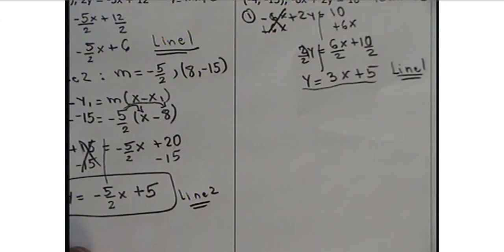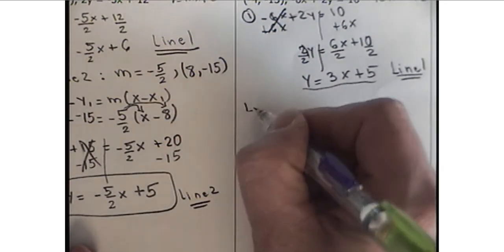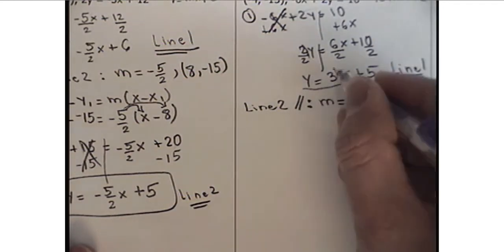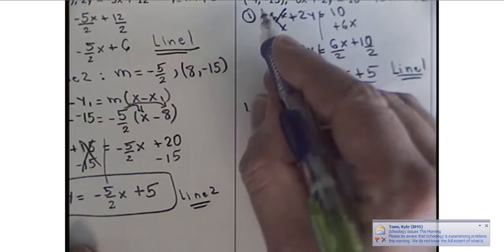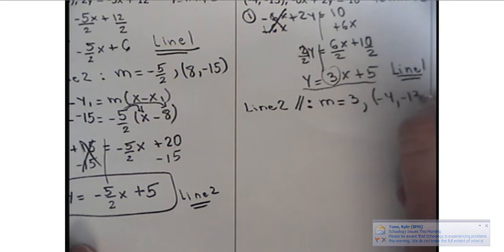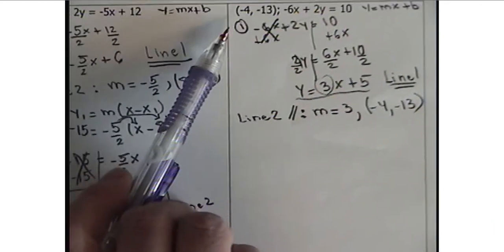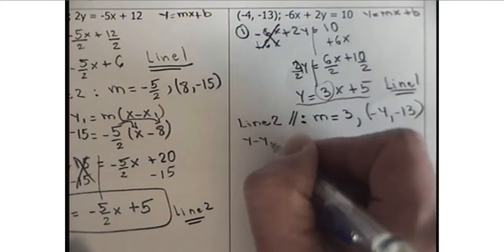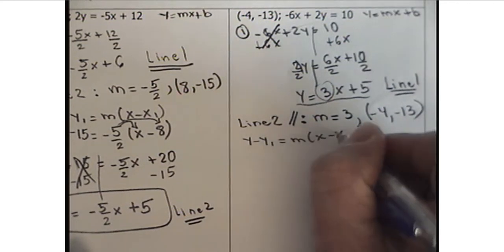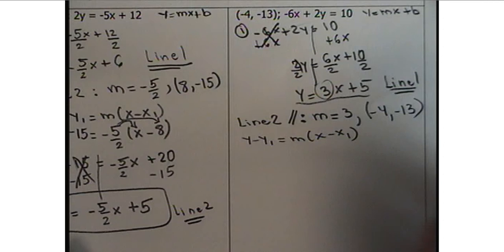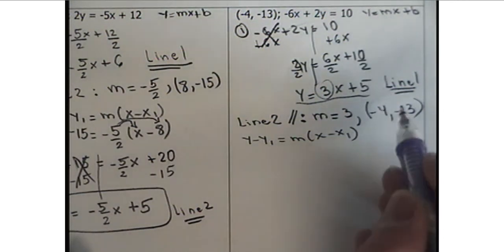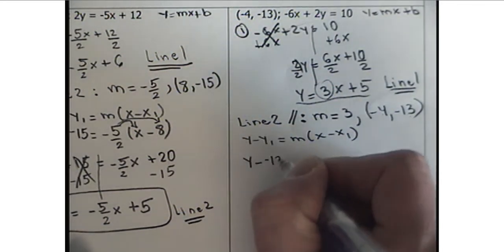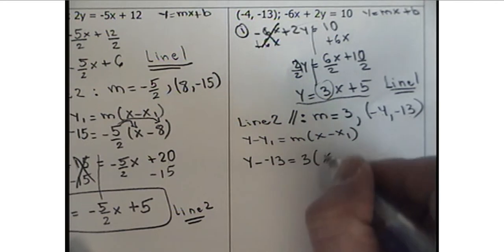Since we know the line 1 equation, then for line 2, the parallel, we're going to write the slope, m is, and we're using the same slope, 3. And then we're using this point, -4 and -13, that is given for us at the beginning of the problem. With this, we're going to apply the y minus y1 is equal to m times x minus x1 formula, and we'll substitute everything we know. We know m, x1, and y1. So y minus -13 is equal to 3 times x minus -4.